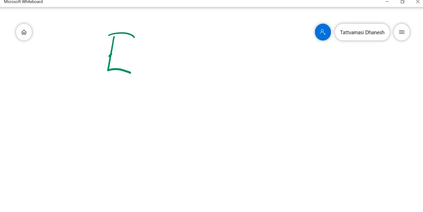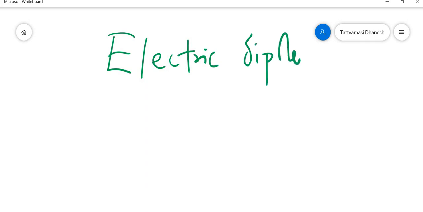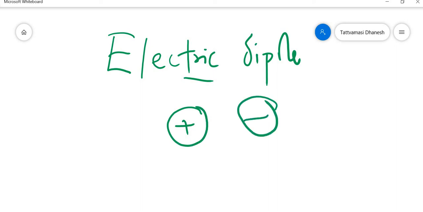So what is an electric dipole? Two cases are there in the derivation: one is the axial position and the other is the equatorial position. See, electric dipole: two equal and opposite charges separated by a very small vector distance. The distance is a vector distance. Two equal and opposite charges separated by a very small vector distance denoted by 2a. We use it as 2a. Very small vector distance, it's known as an electric dipole.